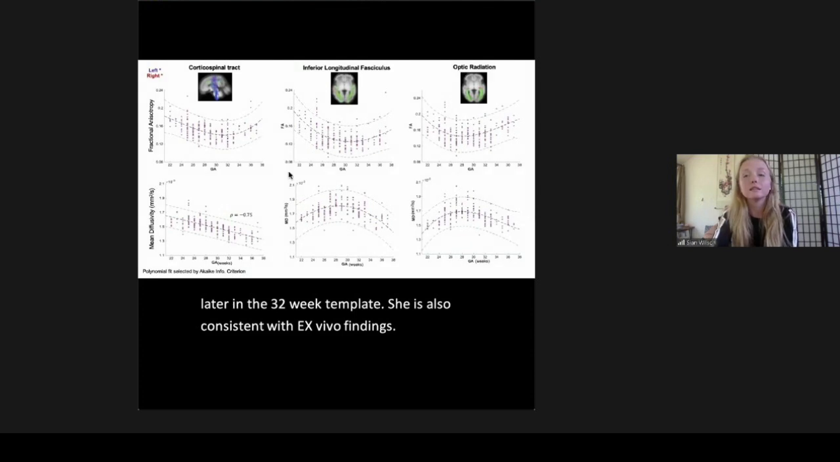So we calculated tensor metrics, fractional anisotropy and mean diffusivity, for each tract, and plotted these values against the gestational age of the subject. We then used the Akaike information criterion to identify which degree of polynomial best described the trends. We found the majority were fitted by a second-degree polynomial, or in the case of the corticospinal tract mean diffusivity, a simple linear downward trend. The dotted lines above and below represent the 95% confidence interval.